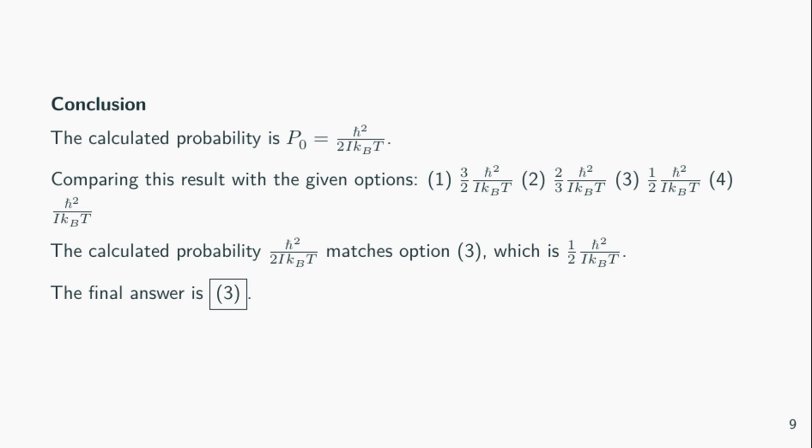Let's compare this result with the options we were given. Option 1 is 3 over 2 times h bar squared over I kBT. Option 2 is 2 over 3 times h bar squared over I kBT. Option 3 is 1 over 2 times h bar squared over I kBT. And option 4 is h bar squared over I kBT. Our calculated probability h bar squared over 2I kBT can be written as 1 over 2 times h bar squared over I kBT. This exactly matches option number 3. Therefore, the final answer is option number 3.